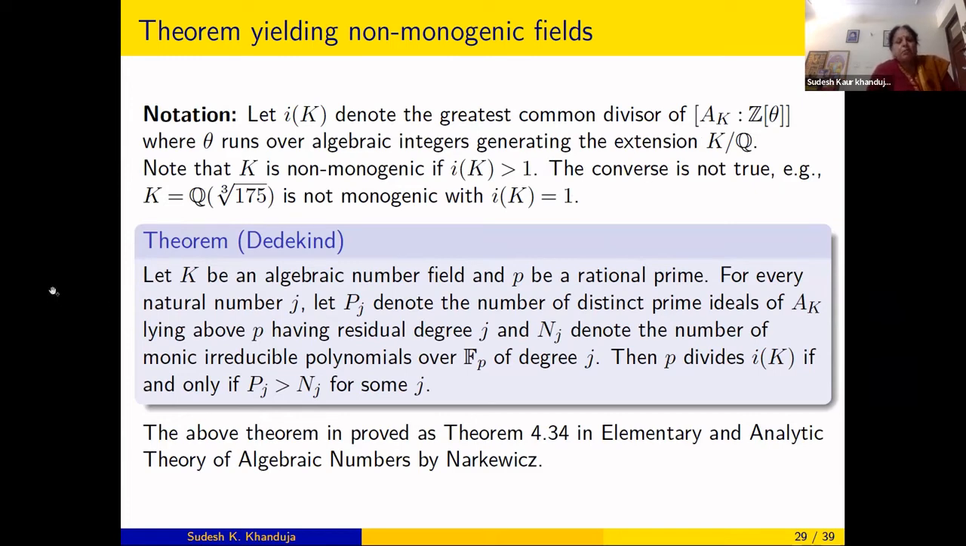It is given in several examples, in several books. The example given is K equal to Q(root 175), which is not monogenic, but for this K, I_K equals 1.